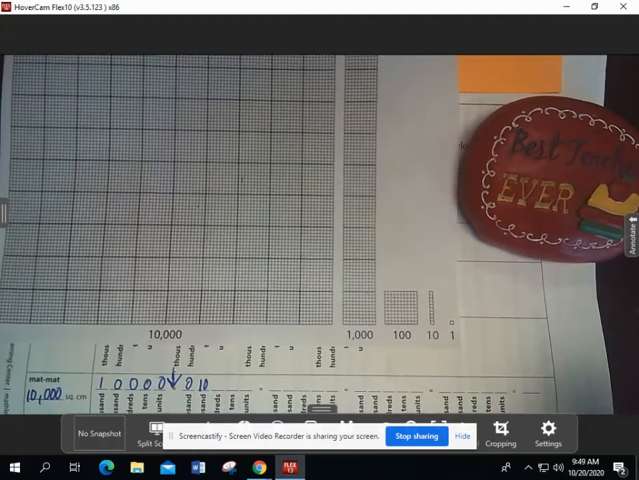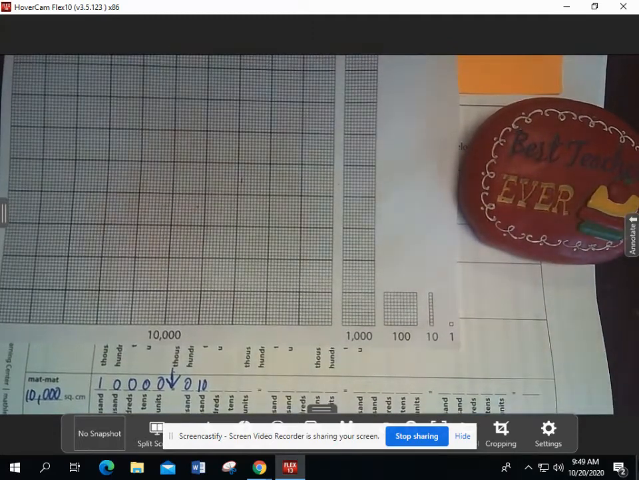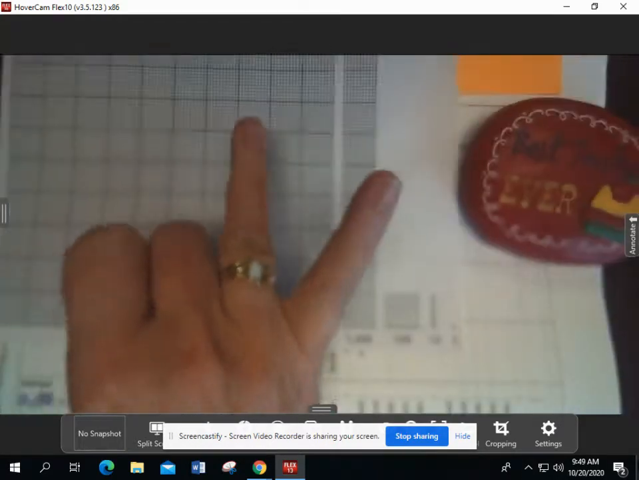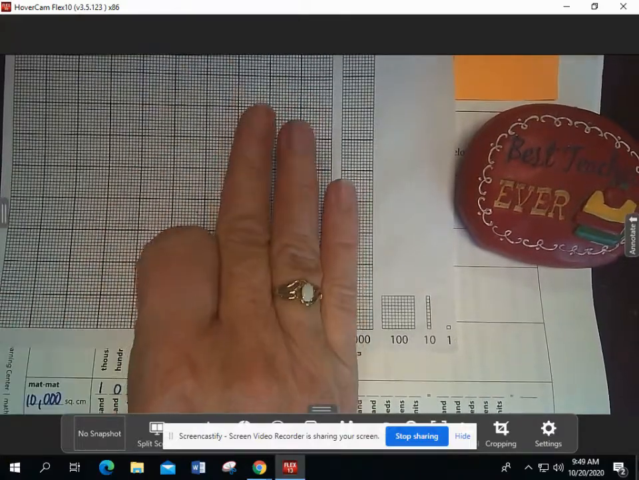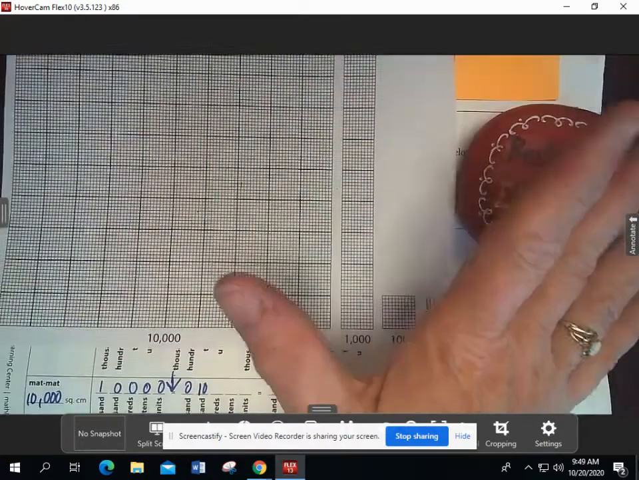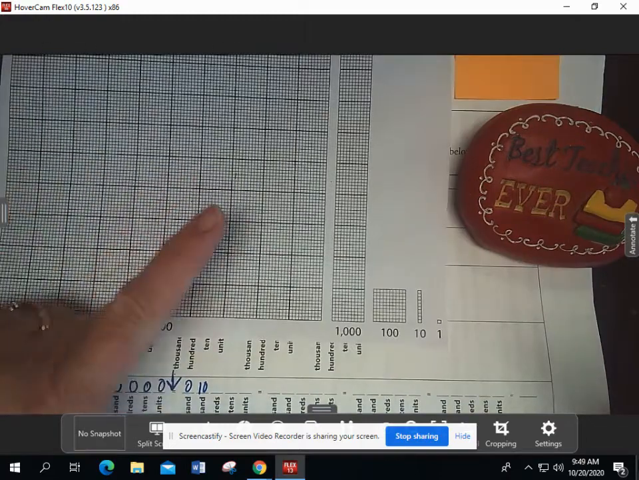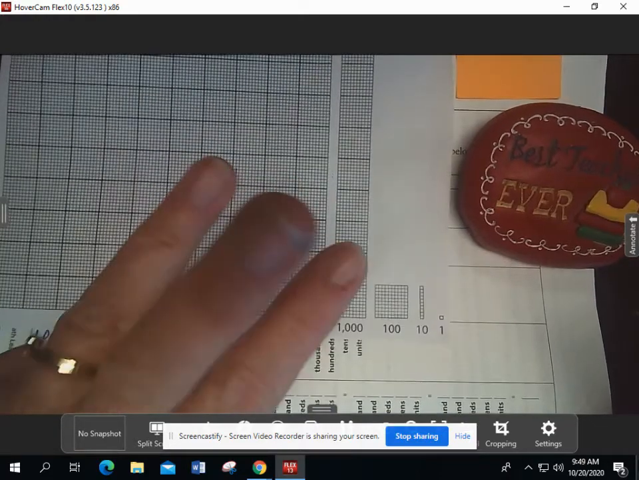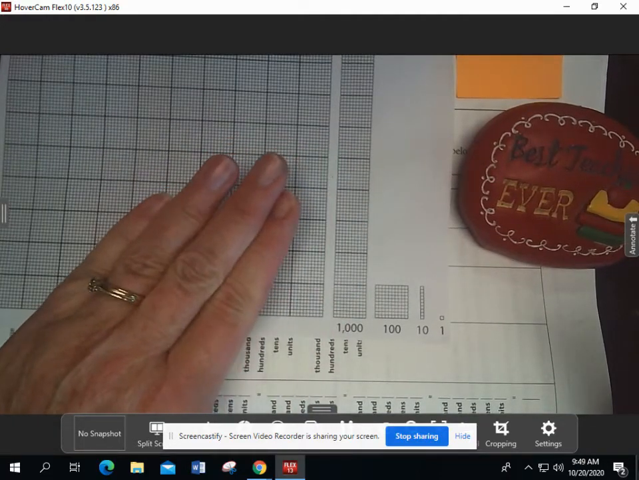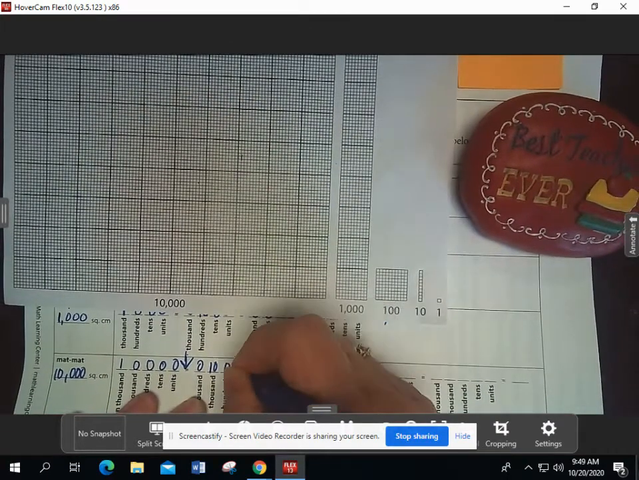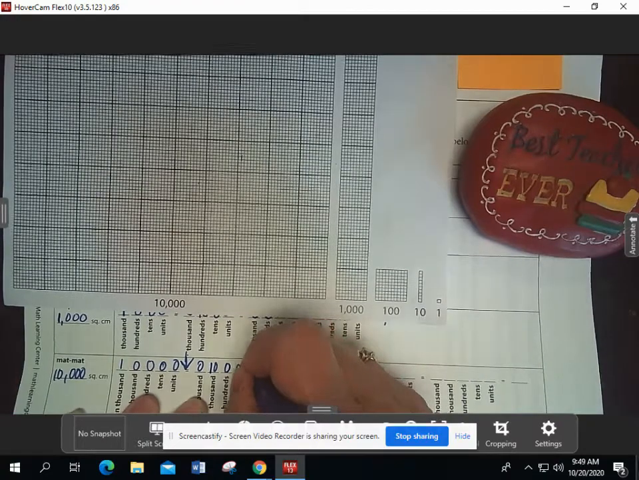Let's count that. Everybody get your fingers ready. Okay, so here we go. 1,000, 2,000, I can't hear you. 3,000, 4,000, 5,000, 6,000, 7,000, 8,000, 9,000, 10,000. Okay, so we were right. We don't have them broken into 100s. We don't have them broken into tens. We don't have them broken into units.